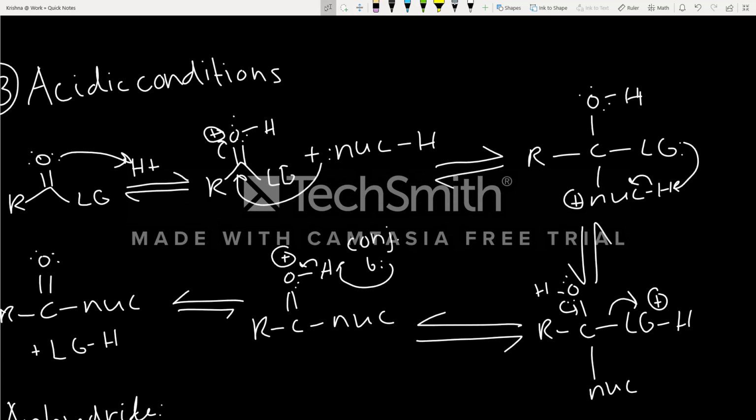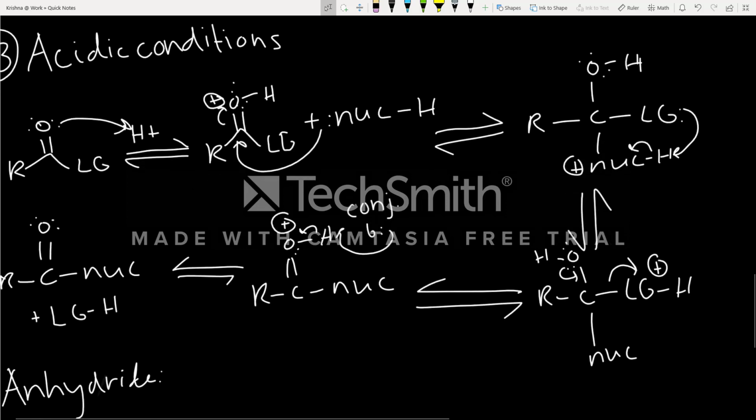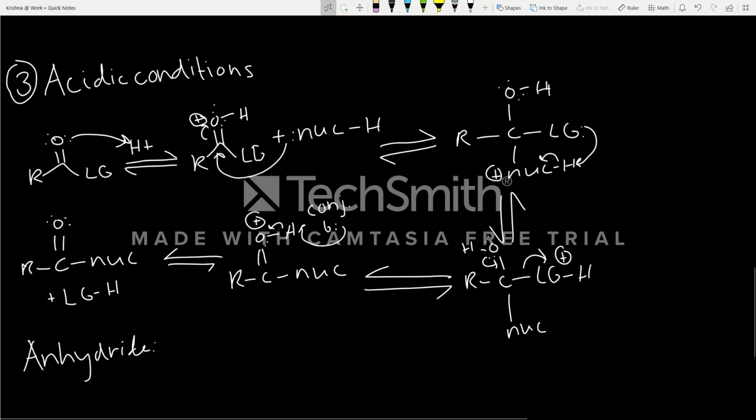And finally, we're going to cover the third condition seen with the NAS mechanism, which is found under acidic conditions. So this is the most common type of NAS conditions you'll be seeing, and it's really important that you understand this to fully comprehend how this mechanism takes place.